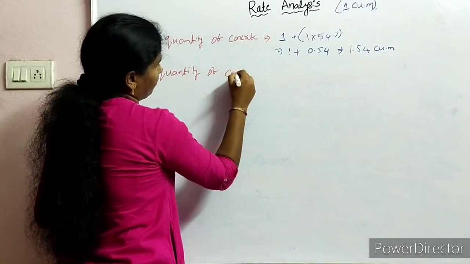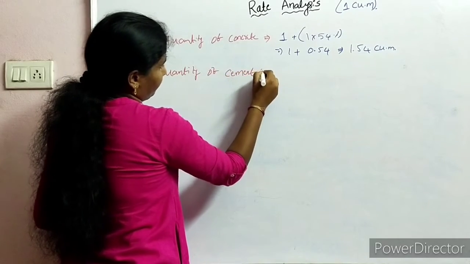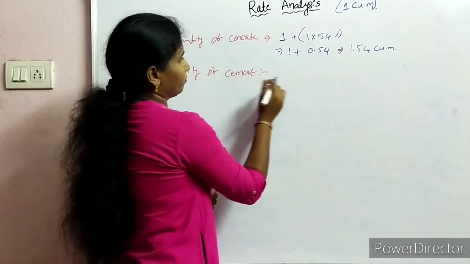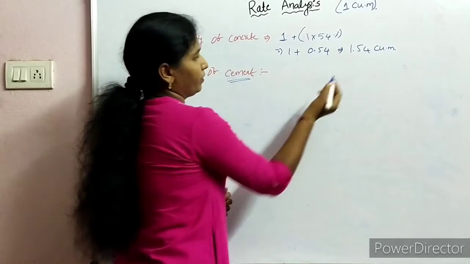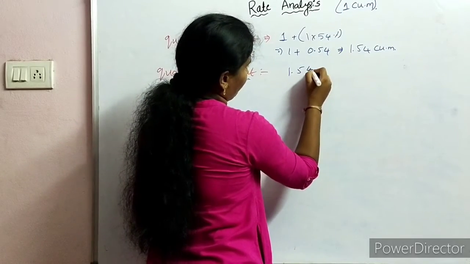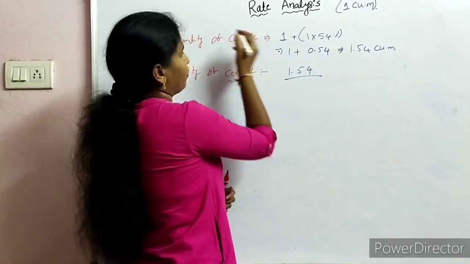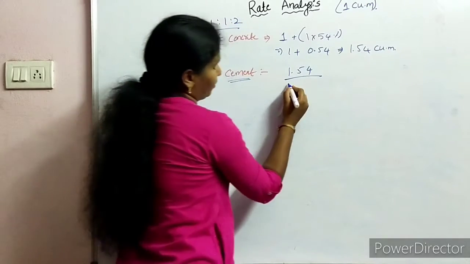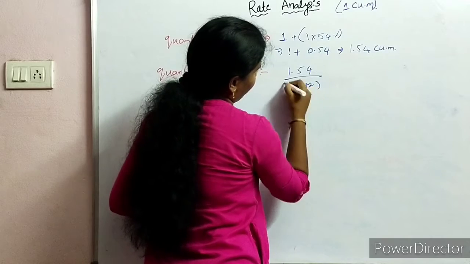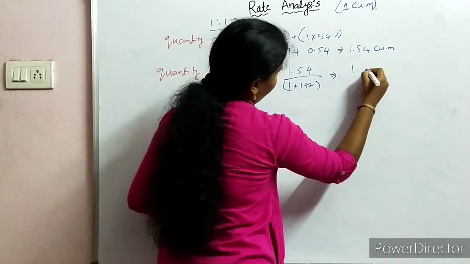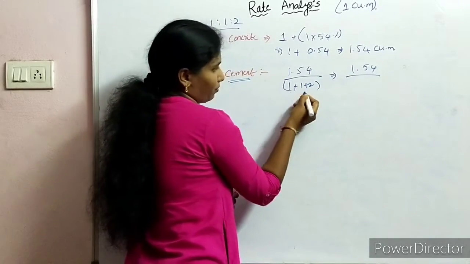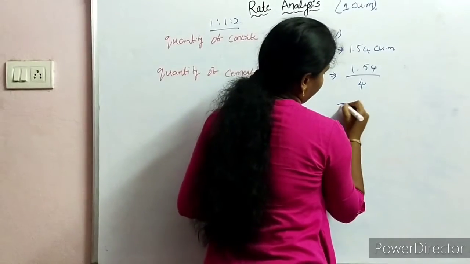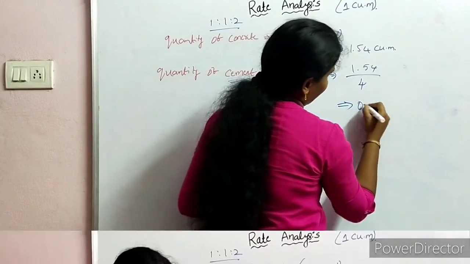Now calculating the quantity of cement. Here 1.54 divided by the sum of the proportions. We are calculating for 1:1:2. Adding the proportion, that means 1 plus 1 plus 2, that is 4. 1.54 by 4. After calculation we will get 0.385 cubic meter.